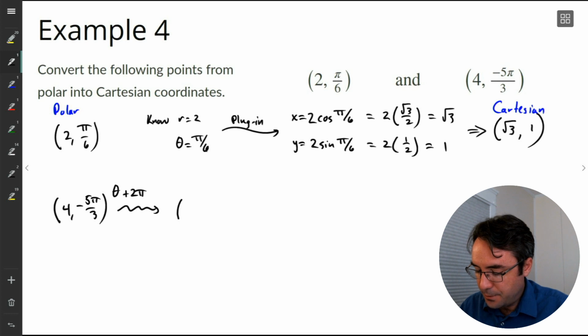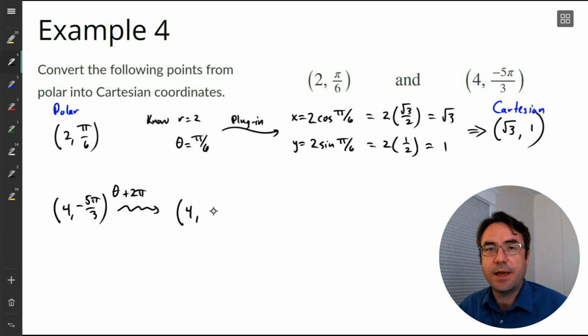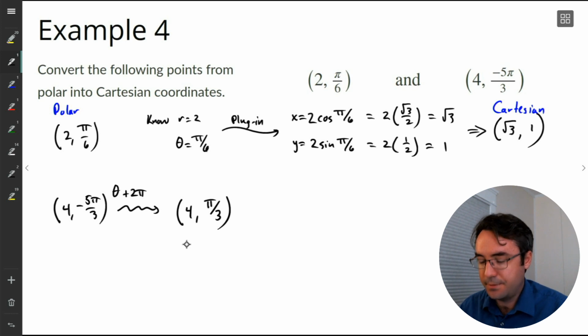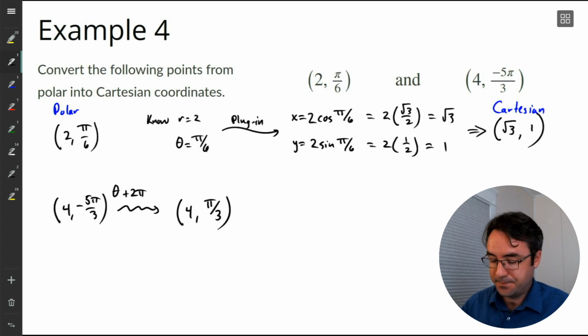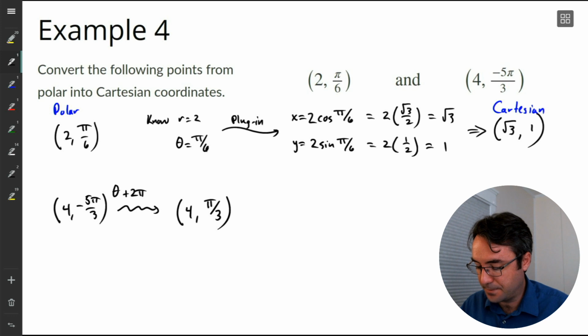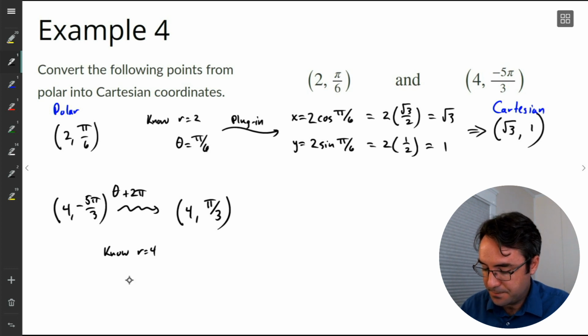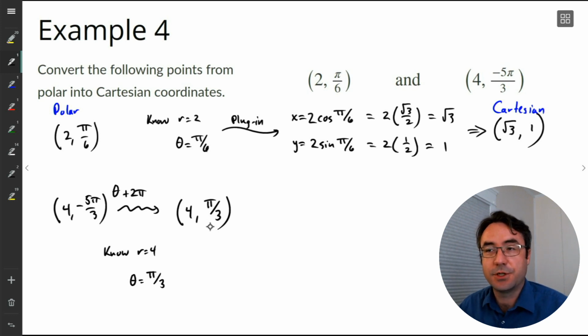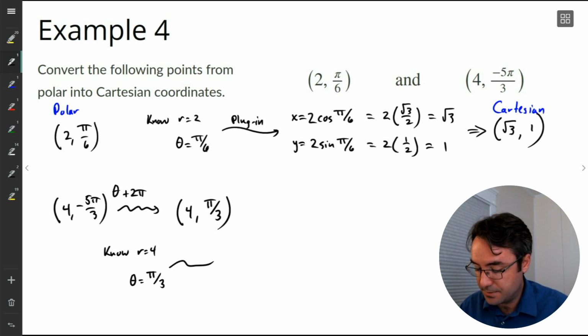So if we add 2 pi to theta, our radius isn't going to change, only the angle. If we add 2 pi to this, we get pi over 3. And now pi over 3 is an angle that we can evaluate, probably a little bit easier. All right, so let's go through the conversion here. We know r is equal to 4, and theta is equal to pi over 3 in this more simplified version. We're going to plug them into our equations.